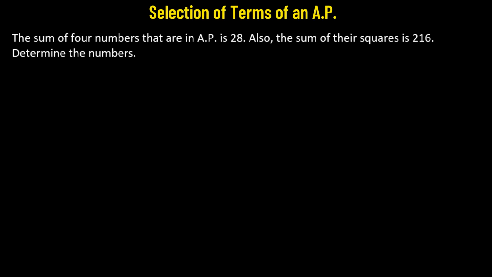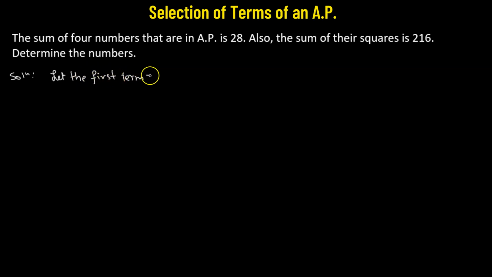So here in this problem, it's given that we have four numbers that are in AP, such that the sum of these four numbers is 28 and also the sum of their squares is 216. We need to determine the numbers. So let's begin. First, let the first term be represented by the letter a in lower case.